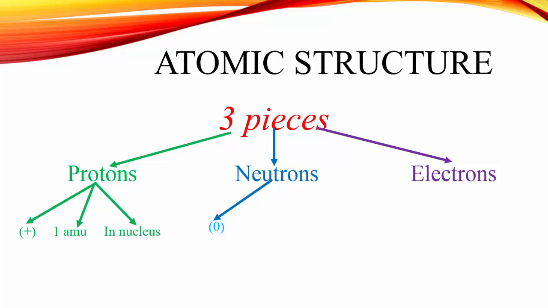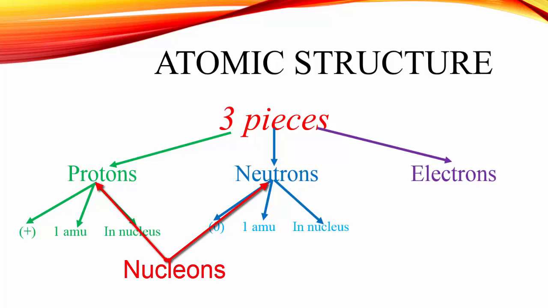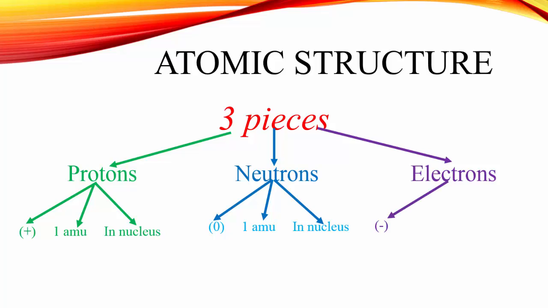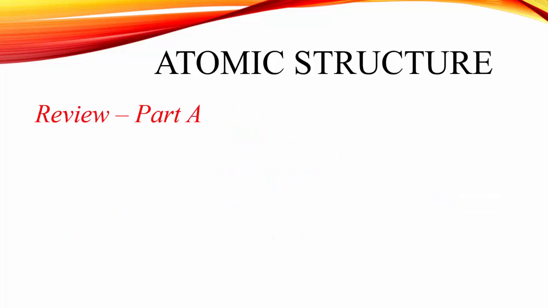Neutrons have no charge. They also weigh 1 AMU, and they are also found in the nucleus. And protons and neutrons are sometimes called nucleons because that's where they live. Last are the electrons. They have a negative charge. They weigh 1/2000th of an AMU. So as far as significant figures go, we say electrons don't contribute. They have 0 AMU. And they are found not in the nucleus. So we have protons, neutrons, and electrons. And that is the first lecture.